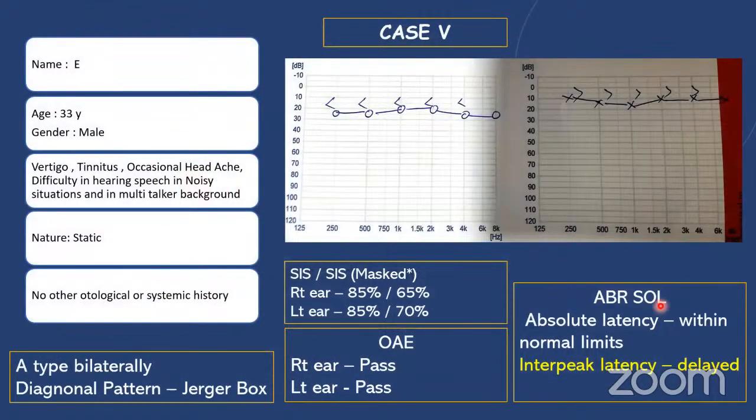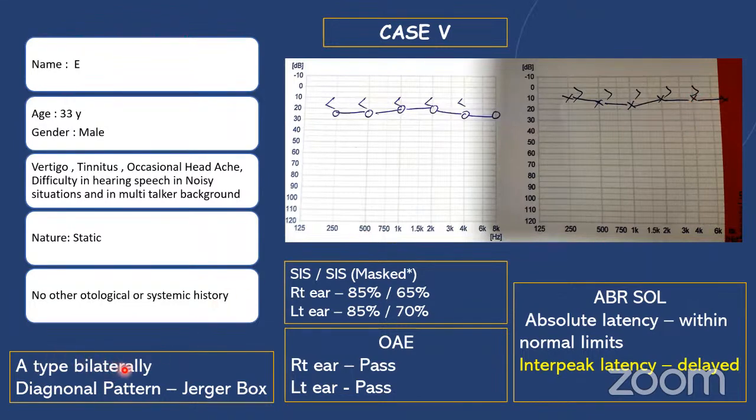The next case is a 33-year-old male who reported to us with a complaint of vertigo, tinnitus, occasional headache, and no reduced hearing sensitivity as such, but had difficulty in hearing in noisy situations and in a multi-talker background. The nature was static, and no other otological or systemic history was present. Audiogram was done, and in the right ear, minimal hearing loss of flat type was found, and in the left ear, almost normal hearing was found.